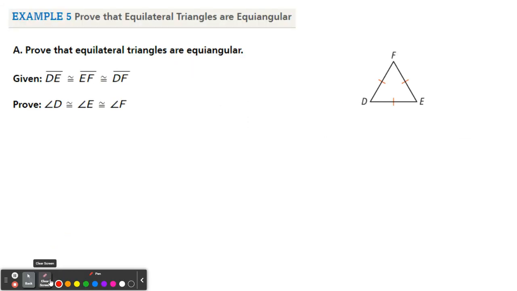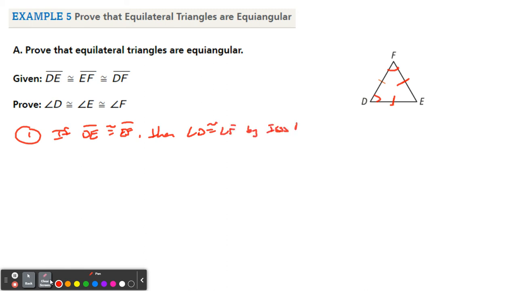All right, so it says prove that equilateral triangles are equiangular. So it says we know that DE is congruent to EF is congruent to DF. Prove that angle D is congruent to angle E is congruent to angle F. Well, in this proof, we're going to use the isosceles triangle theorem twice. So step 1, right? If DE is congruent to EF, just use the first two, then that makes DF the base, and that means that angle F and D would be congruent. Then angle D would be congruent to angle F by the isosceles triangle theorem.